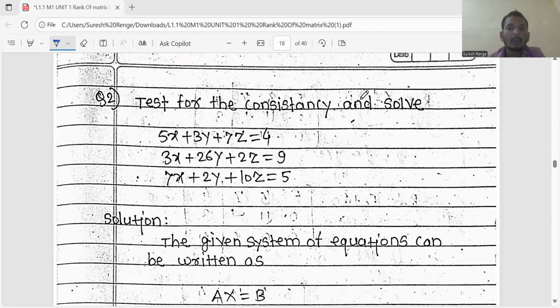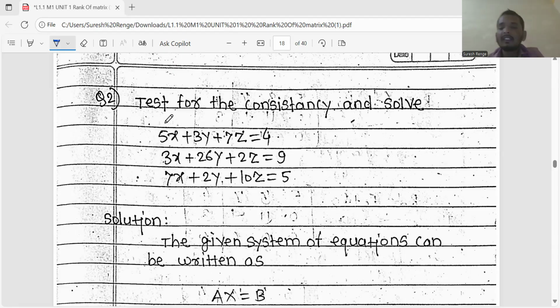In the last lecture, we discussed an example to check the consistency of a system of linear equations, and that example was inconsistent. Now, in today's lecture, we are discussing an example of a system of equations that is consistent. If the system of linear equations is inconsistent, it does not have any solution. If the system is consistent, it has a solution.